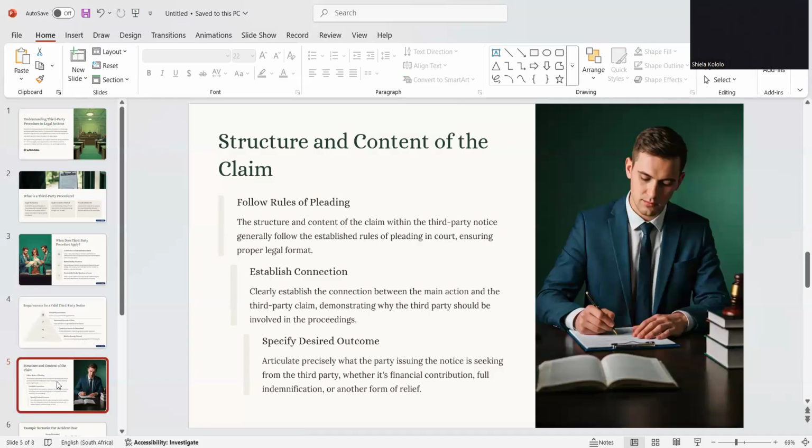Your third party procedure will just follow the general rules established in terms of pleadings in court. You must ensure a proper legal format. It's your "take notice", and so on. You're bringing this party, all that. There must be a connection between the main action and the third party claim. You must demonstrate why the third party should be involved in the proceedings.